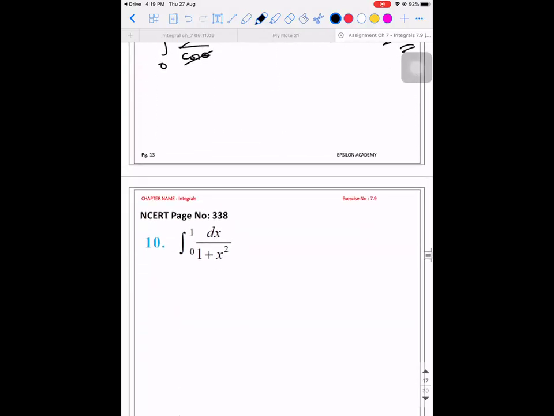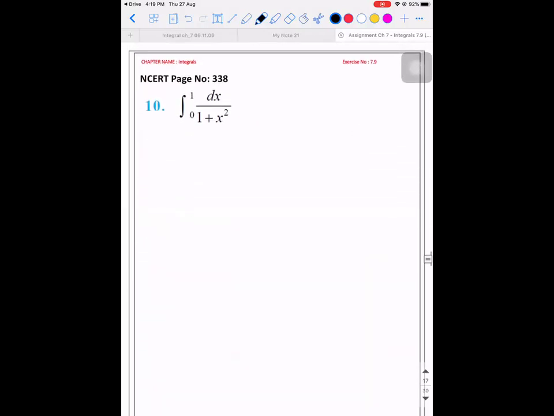Yes, sir. Similarly, what is the answer for this? 1 by 1 plus x square, tan inverse x. Tan inverse x between 0 to 1. So tan inverse 1 is pi by 4 minus tan inverse 0 is 0. So the answer will be pi by 4.